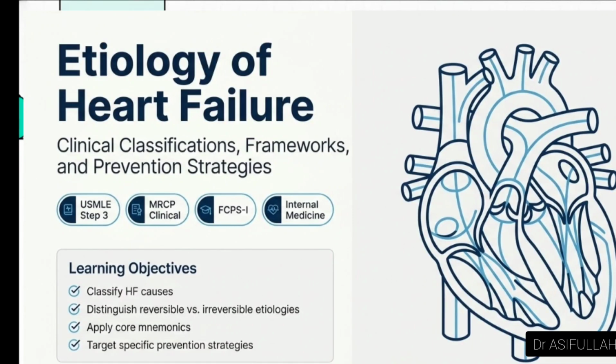heart failure into a truly actionable clinical framework. The brilliant structure we're walking through today was put together by Dr. Asafullah, KMU IMS Kohat, and I have to say, it offers an incredibly clear, organized way to understand exactly why a heart begins to fail, and more importantly, what we can actually do about it.